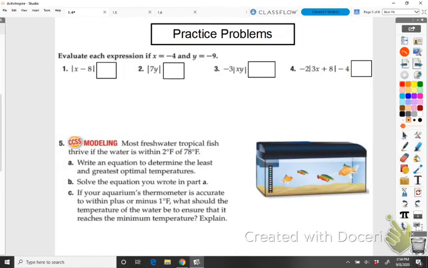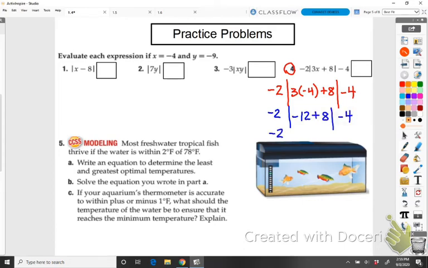And I'm not going to go through all of these practice problems because I want to keep the video fairly short, but I'll do number 4. Seems like it's the hardest out of 1 through 4 here. So negative 2, the absolute value bar, 3 times x, which is negative 4, plus 8, another bar, subtract 4. So we're just going to evaluate this. This is going to be negative 2, the absolute value bar. This is negative 12 plus 8 inside. Again, you have to figure out what negative 12 plus 8 is, and that is a negative 4.